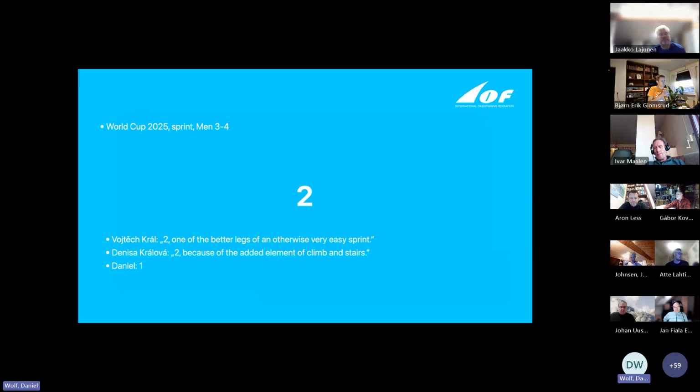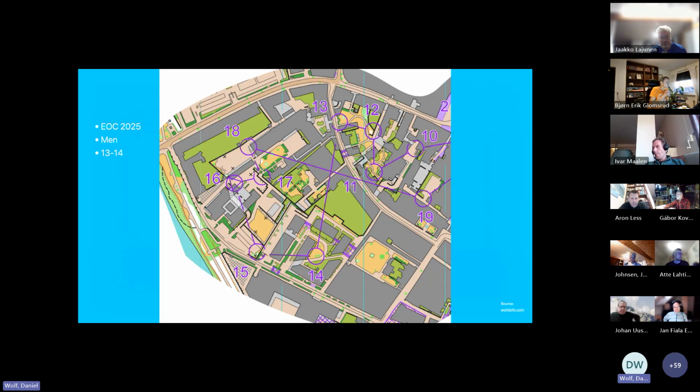So let's have another example. And we had a great presentation from Pascal about EOC 25 sprint distance. So I also picked one leg from this race, men's course, and I am happy to see your opinion on the leg from control number 13 to 14. So what do you say about this leg?